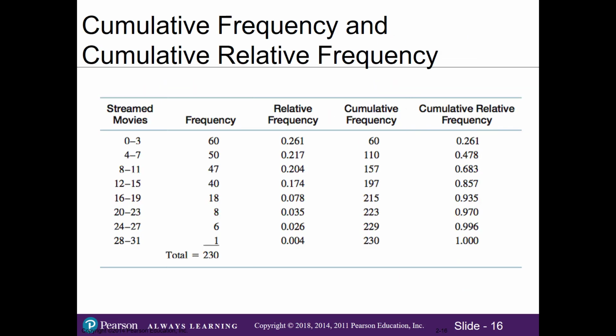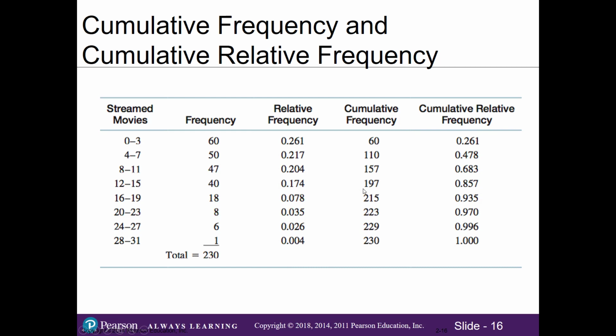Now if we continue with the example with the streamed movies, we also want to calculate the cumulative frequency and the cumulative relative frequency. So what is occurring is we are going to add up our frequencies as we move up the classes. So for instance, if we look at the second column for frequency and the fourth column for cumulative frequency, I see 60 is the same in the first row. And then in the second row, I'm going to add up my last number. So 60 plus 50 is 110. And then to get to the next row, I'll add 60, 50, and 47. That gives me 157, and so on.